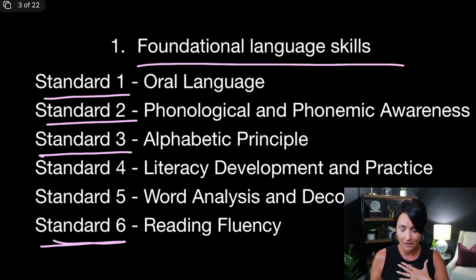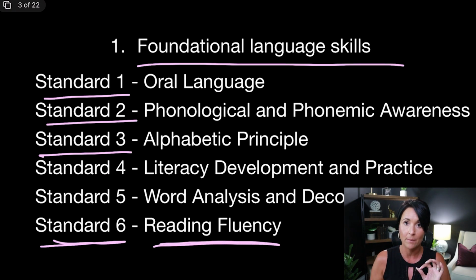Now, I think reading fluency has a lot to do with comprehension also. So I believe 6 is a big part of the comprehension strand, but the beginning parts of fluency have to do with foundational language skills too. So I'm kind of making that blend. I'm blending it into the foundational skills and then moving it over into the comprehension.